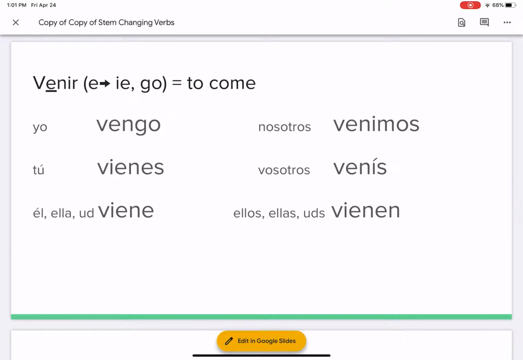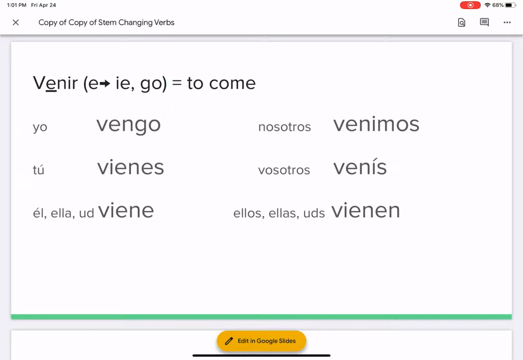The next verb is the verb venir. Venir means to come. Venir has an E to IE spelling change, and venir is also a go verb. In the yo form, you'll notice that there is no spelling change, that E stays as it is, and this becomes a go verb, vengo. Then once you go to the tú form, that's when the spelling change takes place. So you get tú vienes, él, ella, usted viene.